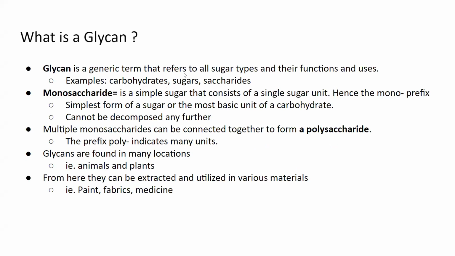A glycan is a generic term that refers to all sugar types and their functions and uses. Examples include carbohydrates, sugars, and saccharides.